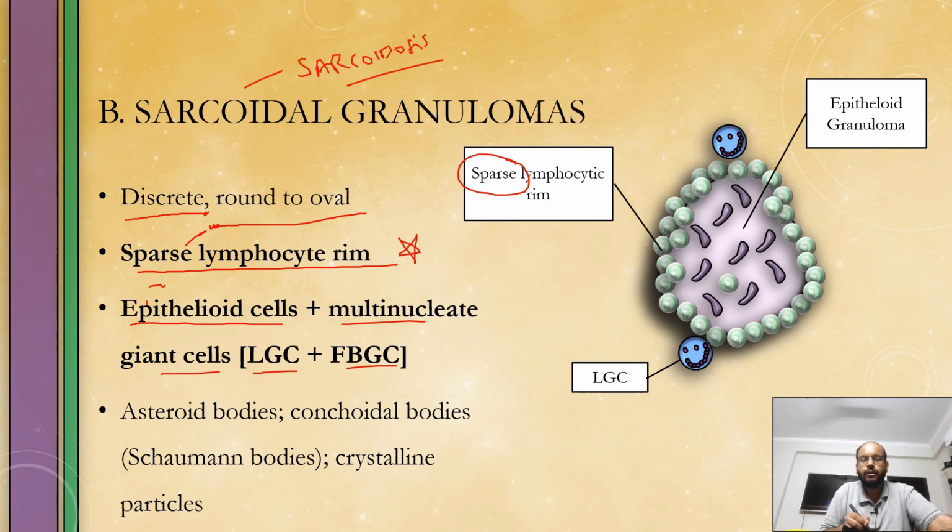Sarcoidosis. And in sarcoidosis, you see additional features like asteroid bodies or conchoidal bodies, which are also known as Schaumann bodies, which are just crystalline particles. And these crystalline particles are admixed in the infiltrate, the inflammatory infiltrate. And if you find those particles, if you find asteroid bodies along with sarcoidal granulomas, you are looking at a slide of sarcoidosis. Okay, so let's move forward and understand what are sarcoidal granulomas.